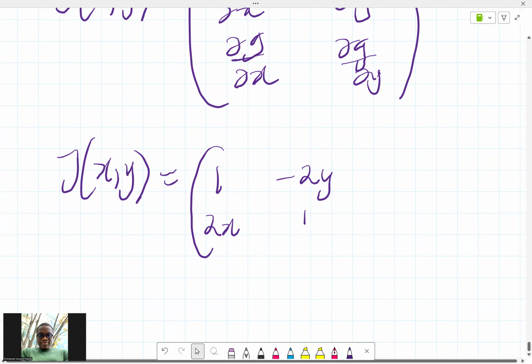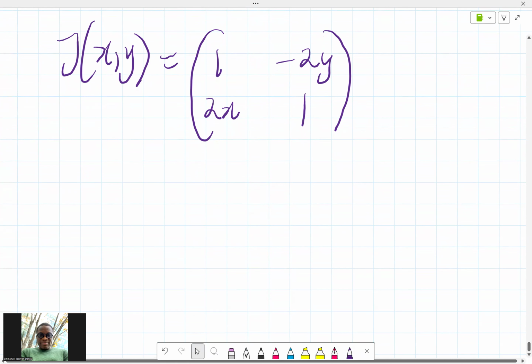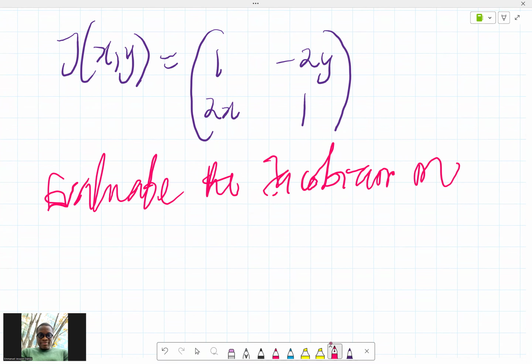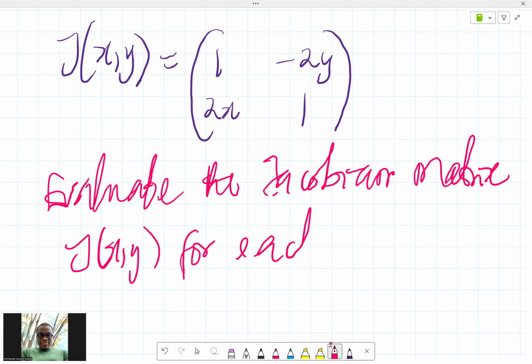So this is what we mean by linearization, okay? So you have this. The next thing you want to do is evaluate each critical point. Evaluate the Jacobian matrix, J of x, y, for each critical point.